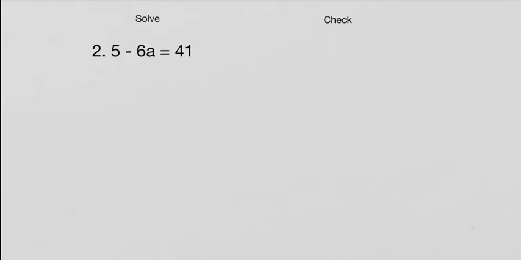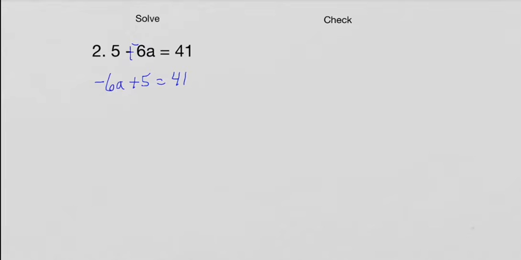All right. Is the variable on the left? It is. Is it first? It's not. So we're going to do keep, change, change. And then we're going to use commutative property of addition. So negative 6a plus 5 is equal to 41.